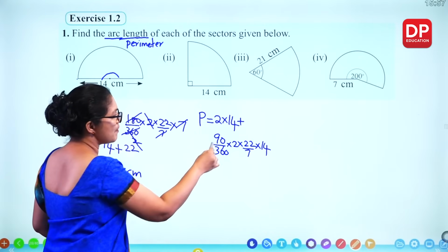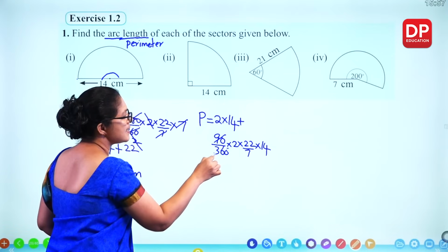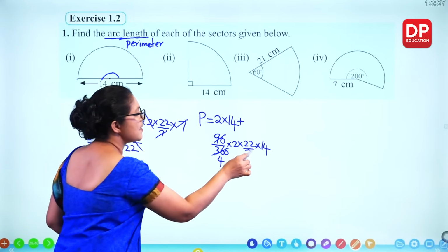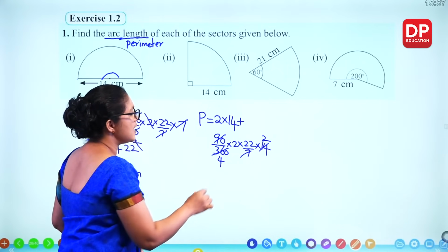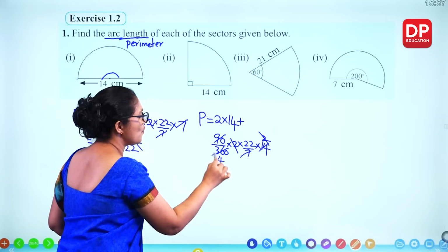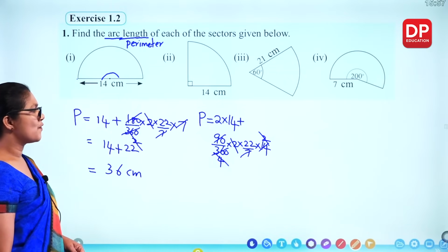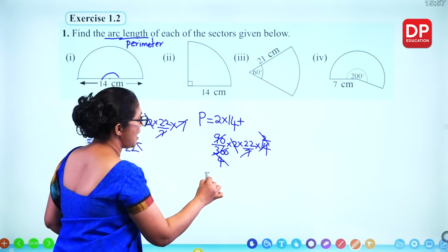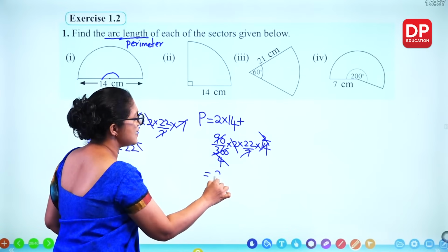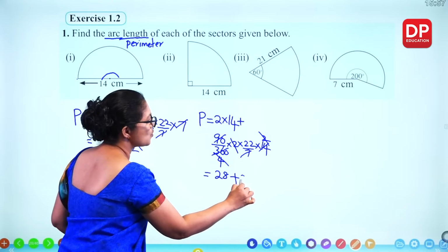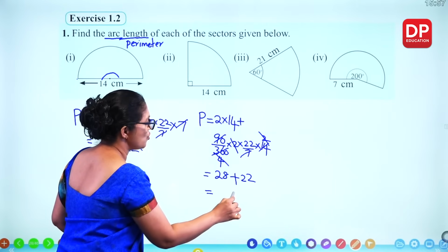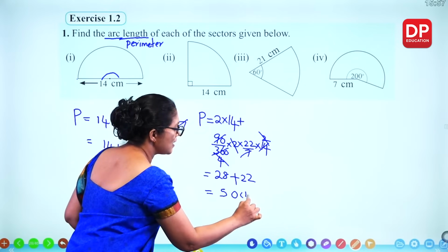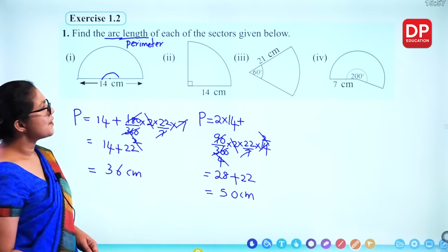Now we'll simplify this part first. 90 times 4 is 360. 7 times 2 is 14. This 2 and this 2 becomes 4, which gets cancelled out with this 4. So what's remaining? You get 22. So the answer is 2 times 14 is 28 plus 22. So you get 50 centimeters for the perimeter of this figure.